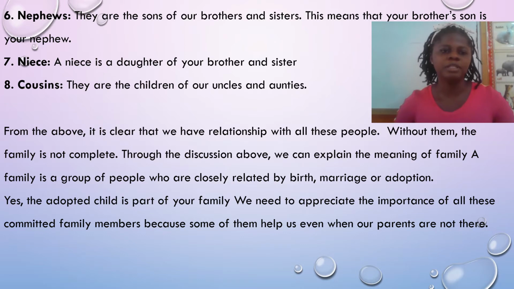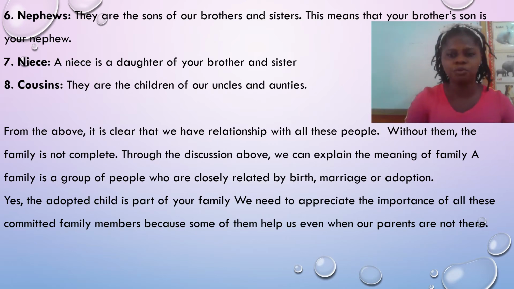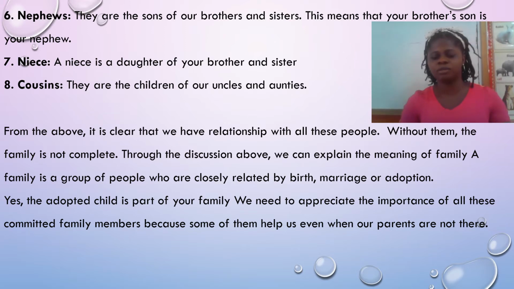We have nephews and nieces. So nephews are the sons of our brothers and sisters. So your brother or your sister's son is your nephew. And then your brother or your sister's daughter is your niece. We also have cousins, and they are the children of our uncles. So your uncle's children are your cousins. Your mother's brother's children are your cousins. Your father's brother's children are your cousins. So cousins are the children of our uncles or our aunties.